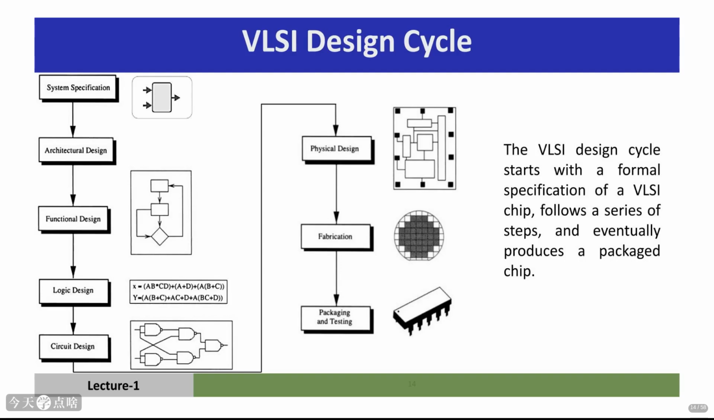So, how do we actually go from an idea to a finished chip? It follows a structured process, the VLSI design cycle. It starts with defining exactly what the chip needs to do, the system specification. Then, we figure out the overall architecture, the high-level design. Next, we break down the functions and define the logic. After that, we translate the logic into actual circuit elements. Finally, the physical design phase takes over, laying out the chip on silicon, followed by fabrication and packaging. It's a journey from abstract concept to tangible product, involving many steps and checks along the way.